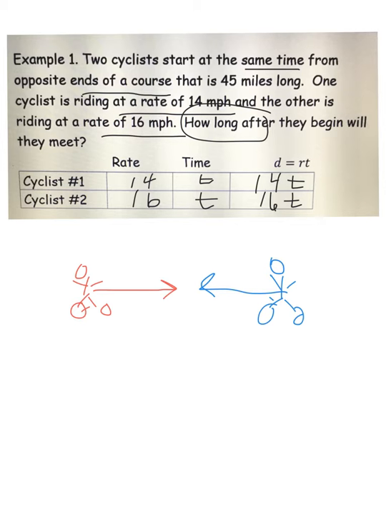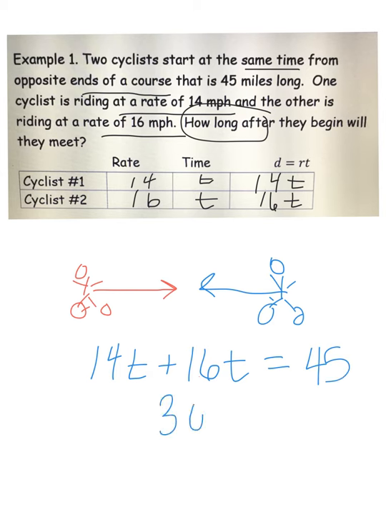We know that the total distance, that means the distance of the first rider plus the distance of the second rider, must equal 45. So the distance of the first, which is 14t, plus the distance of the second, 16t, has to equal the 45 miles. So then I have 30t equals 45. Divide both sides by 30, and I find out that t equals 1.5. So that means that they will meet in an hour and 30 minutes, or t equals 1.5 hours.